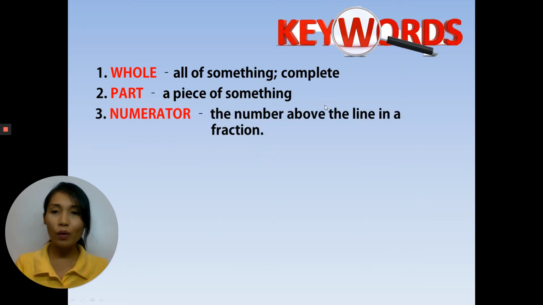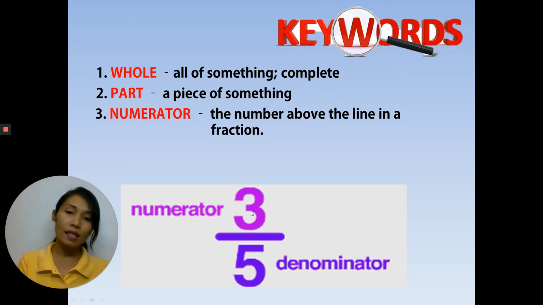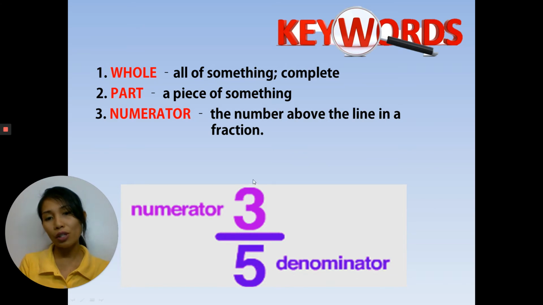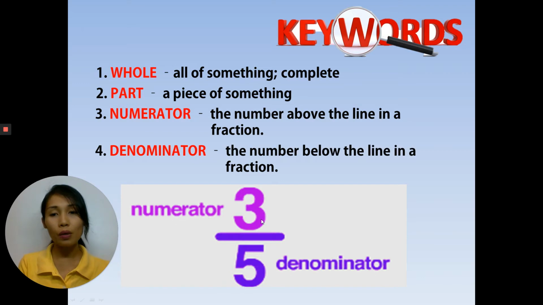Okay, and we'll also use the word numerator. This is the number above the line in a fraction. Okay, this number here, you see below, is a fraction. And if you can see, there are two numbers in a fraction. The number above is called the numerator. Okay, and the number below is called the denominator. In this fraction, 3/5, 3 is the numerator and the 5 is the denominator.